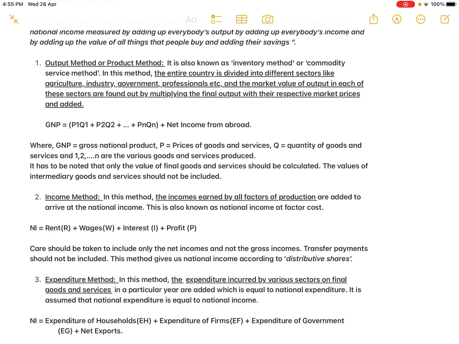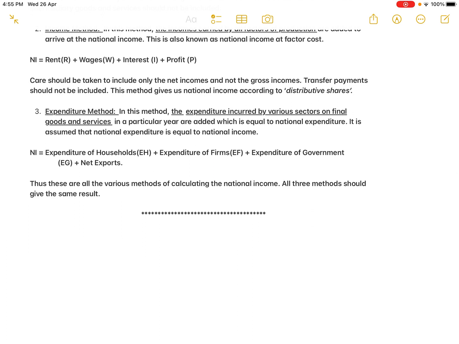And the third method of calculating the national income is the expenditure method. The name itself says the expenses incurred by each and every category, each and every sector. When you add the expenditures of all these sectors, we will again arrive at the national income. In this method, the expenditure incurred by various sectors should be only on final goods and services, not on intermediary goods or raw materials, because the value of the intermediate goods and raw material stages is already included in the final goods and services. In a particular year these are added, which is equal to national expenditure.